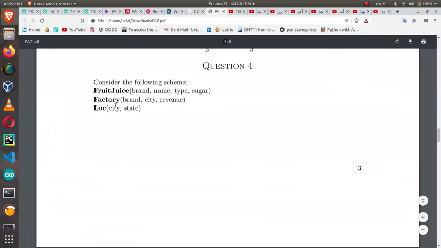sugar. The factory table has the following attributes or columns: brand, city, revenue. And I think this is an abbreviation for the word location. The location table has city and state attributes.